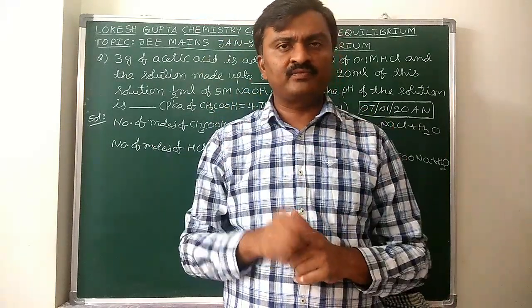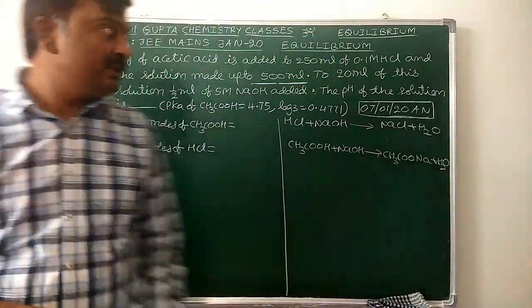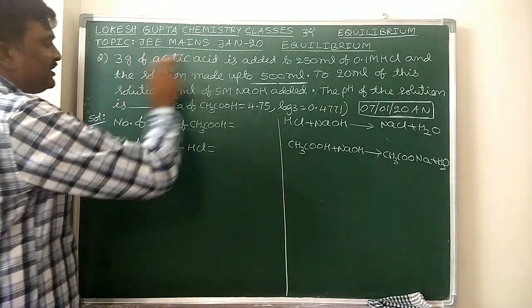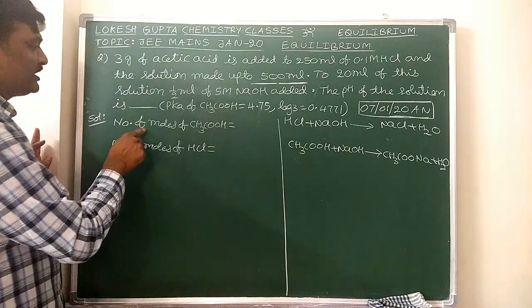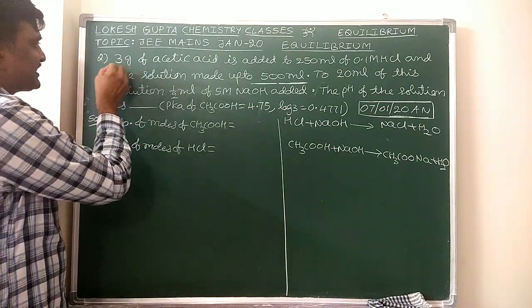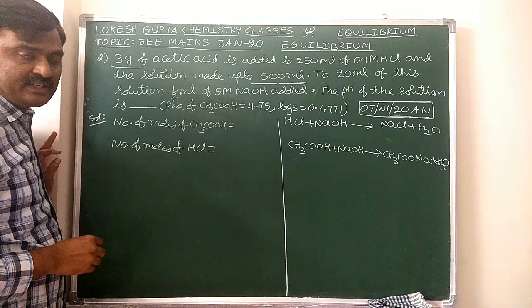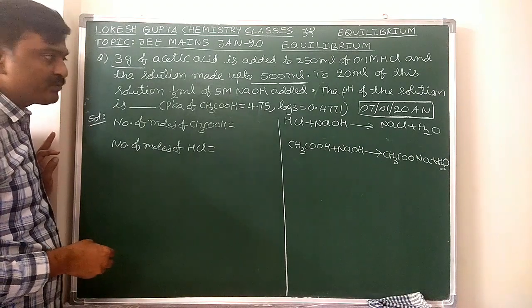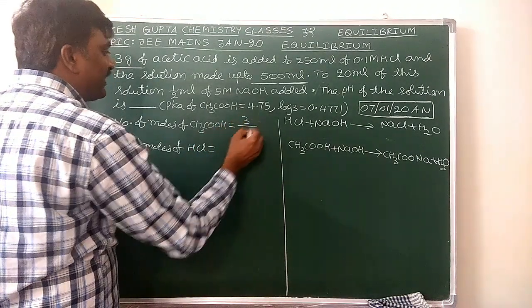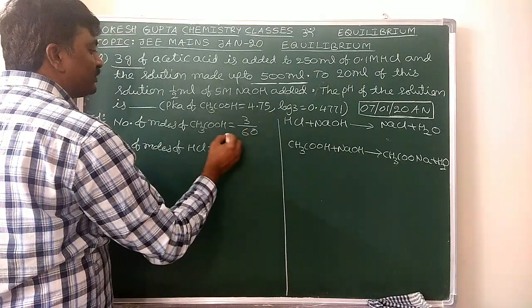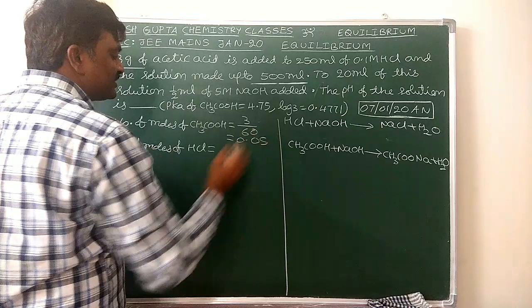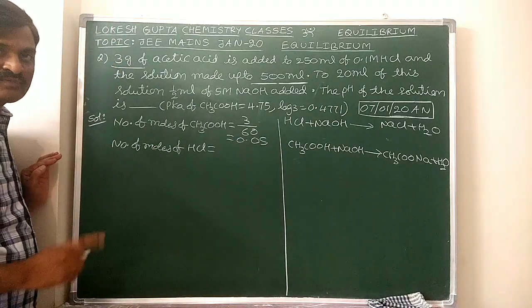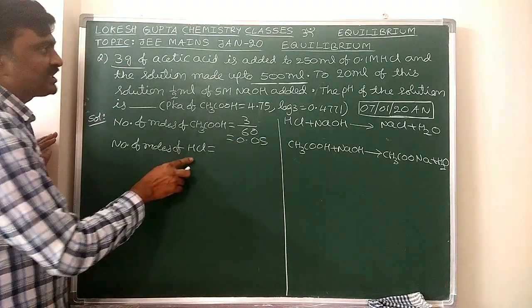It is the logic. First, let me calculate the number of moles of weak acid and strong acid. Number of moles of acetic acid: when weight is given, number of moles equals weight by molecular weight, 1 by 20, so 0.05 moles.